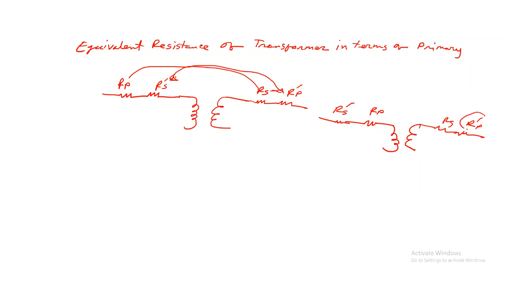This resistance is this, and this resistance is this. Okay. So just now, at first we cleared the primary part, then we will clear the secondary part. Okay, just erase this part.